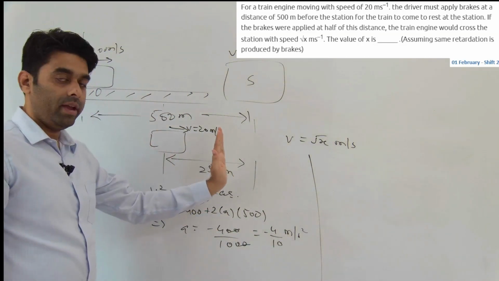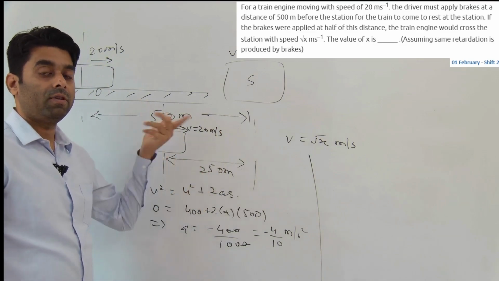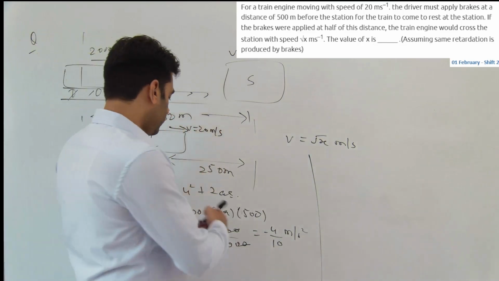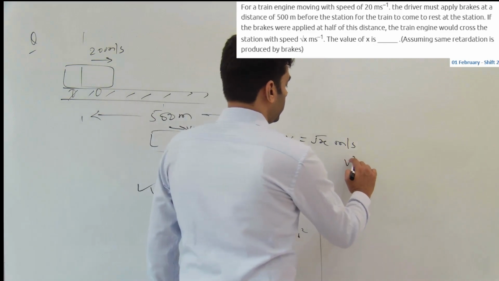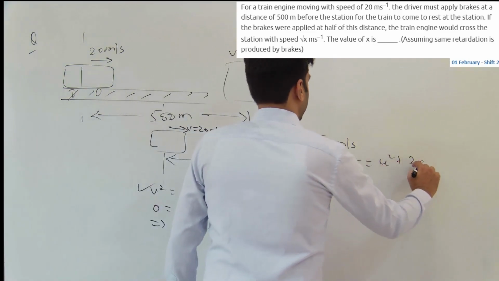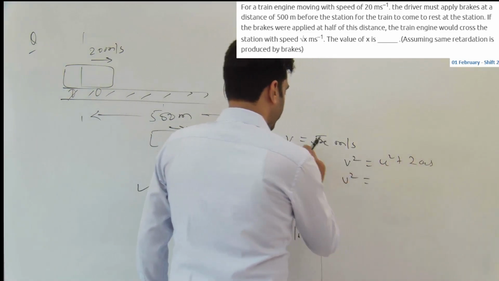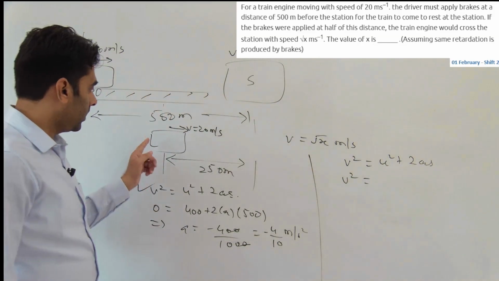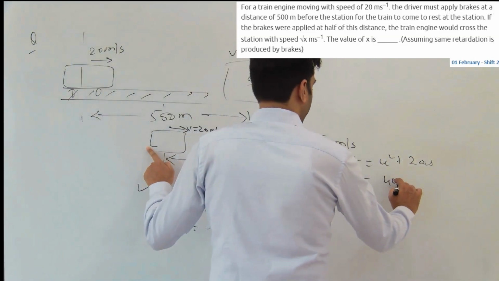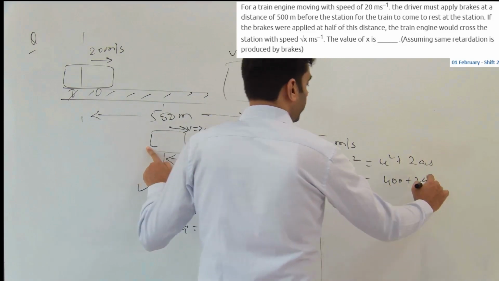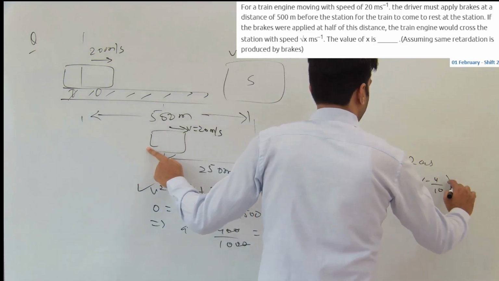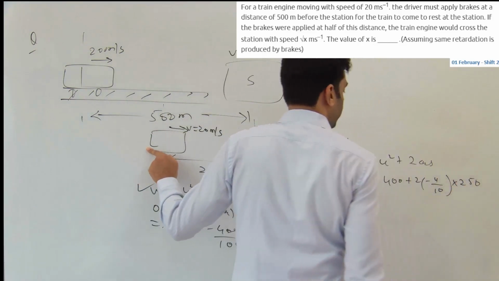So if the brakes are applied at a distance of 250, half of this, what will be the speed? Again we will use the same equation, v square equals u square plus 2as. We have to find out this. V square is equal to u square, 20 square is 400, plus 2 into the retardation value we got, minus 4 by 10, into now the distance is half of that, that is 250.